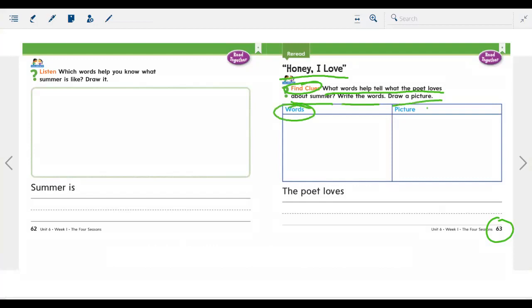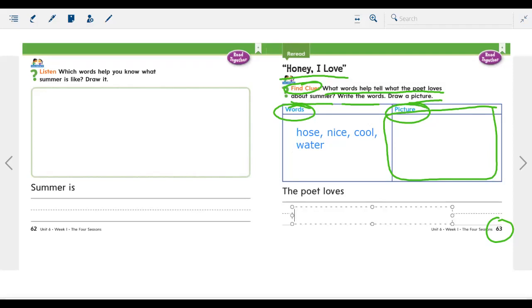So right here, you're going to write the words. And over here, you're going to draw a picture. So remember, we spoke about those words that helped us understand what he loves about summer. So you're going to write over here. We said hose. What else did we say? Do you remember? Nice. Cool. And water. So write these words in your best handwriting. And then over here, you are going to draw a picture. So you can go back and you can look at the poem, draw a picture.